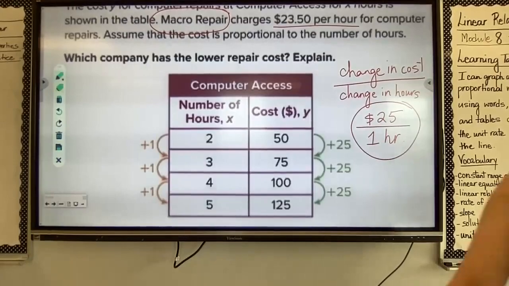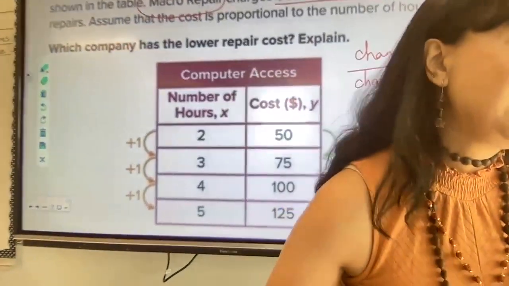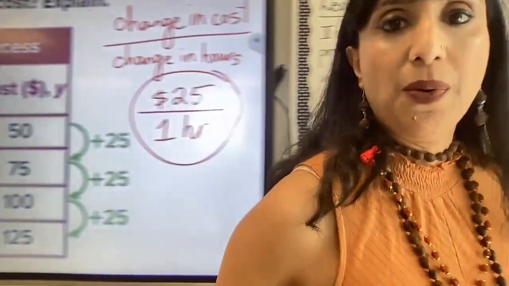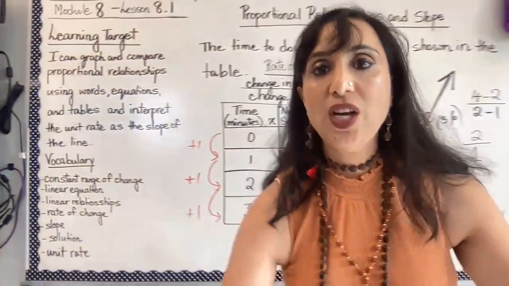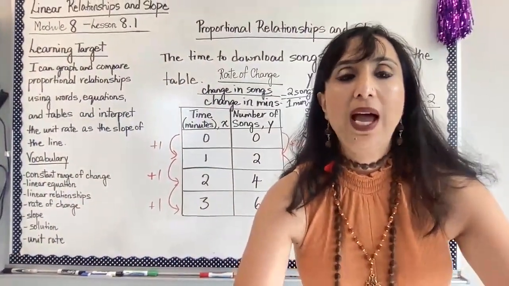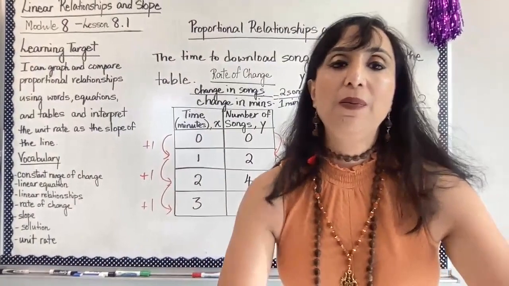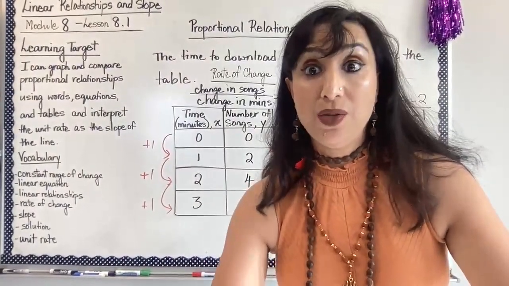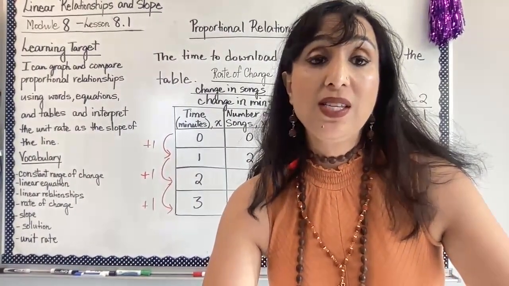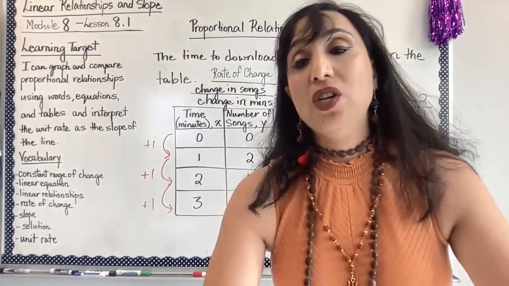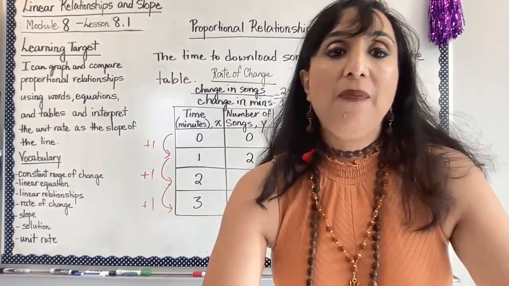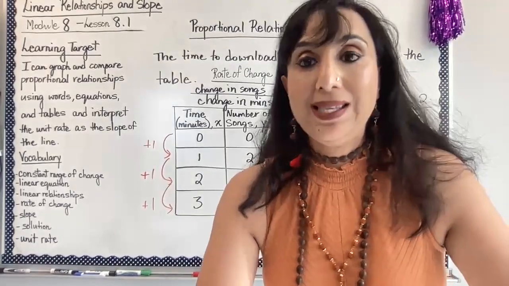Okay. So once again, this lesson is all about your proportional relationships and slope, and you are graphing and comparing proportional relationships using words, equations, and tables. And then, of course, looking at that, we can interpret the unit rate as the slope of the line.